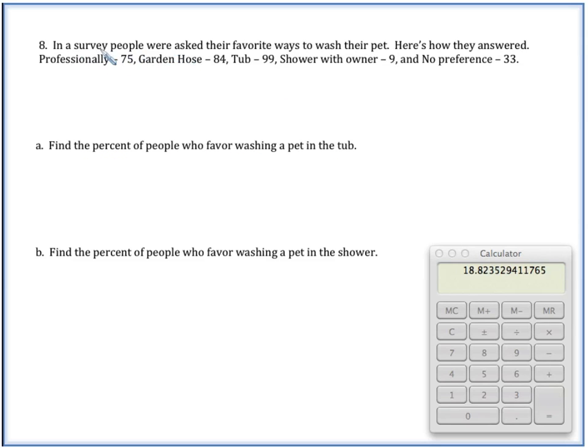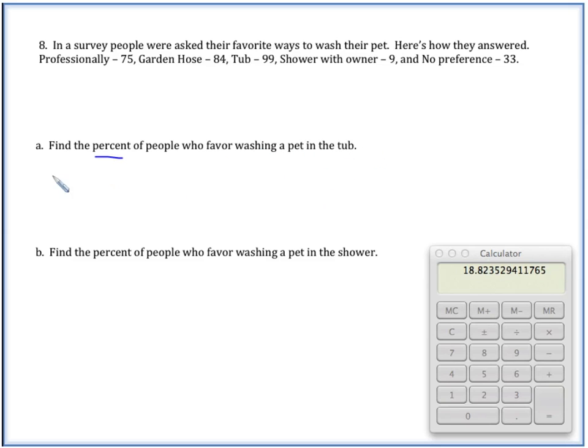In our next example, there was a survey, and people were asked their favorite ways to wash their pet. And here's how they answered. 75 said professionally, 84 said a garden hose, 99 said a tub, and some people like to shower with their pets. 9 of them did that, and there were 33 people with no preference. So it says find the percent of people who favor washing a pet in the tub.